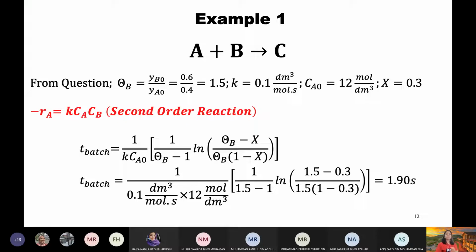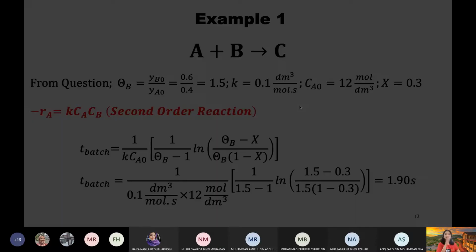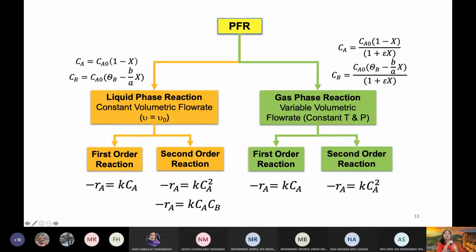Okay, so done. We are done on batch reactor. Okay, so batch reactor ni sebenarnya tak susah sebab batch reactor hanya ada 3 equation. Okay, now I will introduce you to PFR. PFR dengan CSTR susah sebab banyak sangat equation. Kenapa? Banyak sangat version yang kita kena belajar. Okay, but I will go slowly first. So now I will go to PFR.